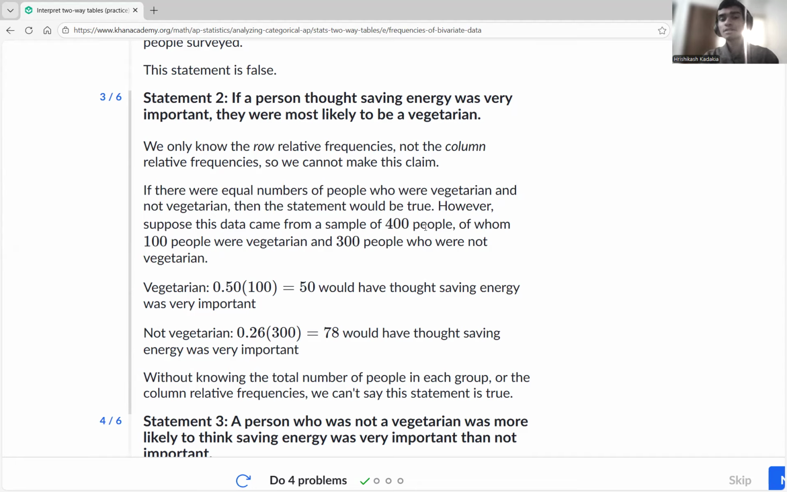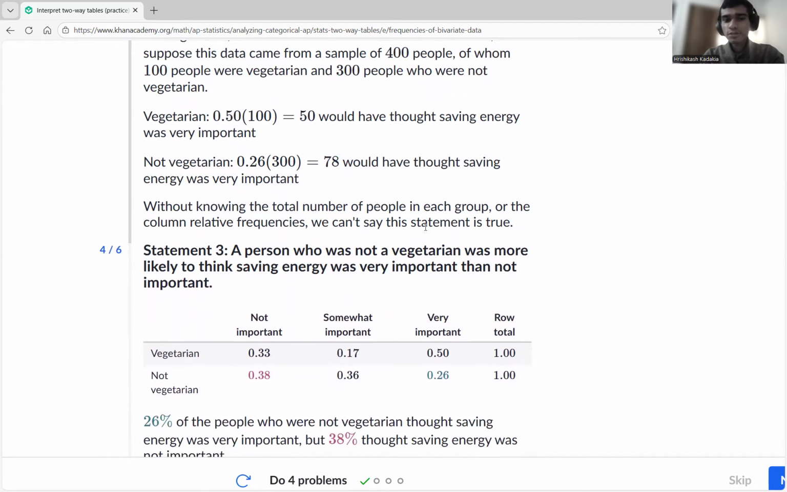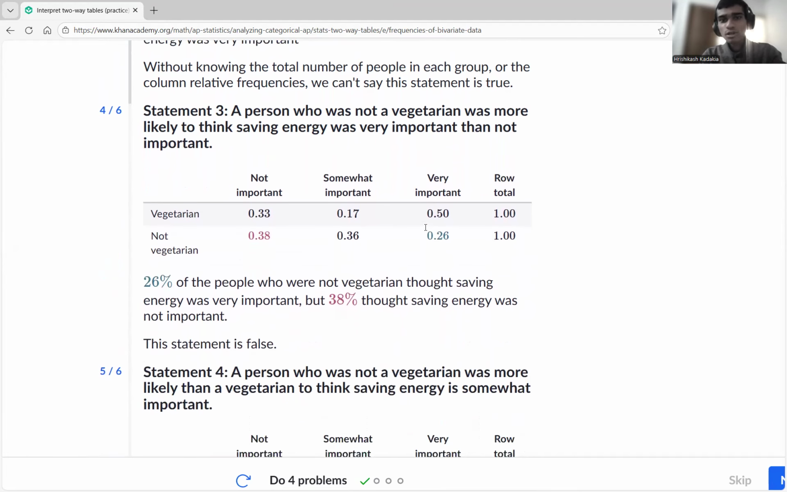Statement two: if a person thought saving energy was very important, they were most likely to be a vegetarian. But no information is given here on that. We don't have any clue how many people were in all, how many were vegetarian, how many were not vegetarian, how many thought somewhat important and so on. We can only conclude based on column relatives. So this could be true, this could be false. It depends.